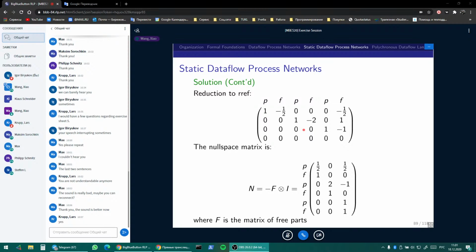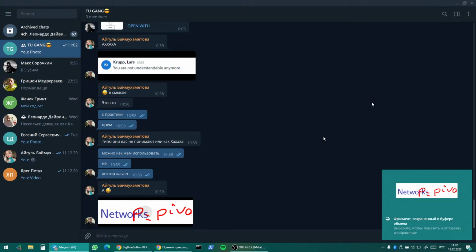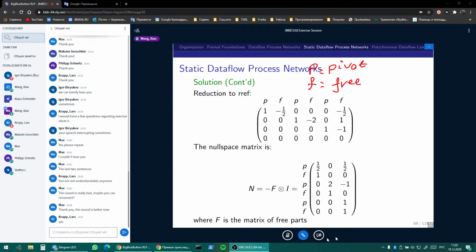That's for P. For F, that means free. So P means pivot. It basically means the edge of the staircase. You can see all the ones here, they're P's. Everything else, they're F.